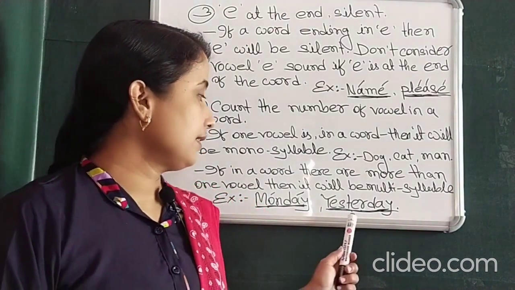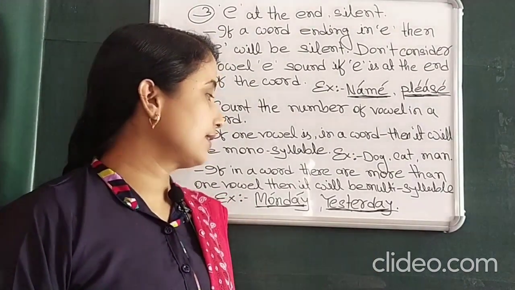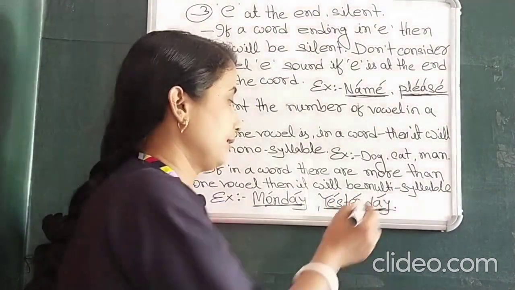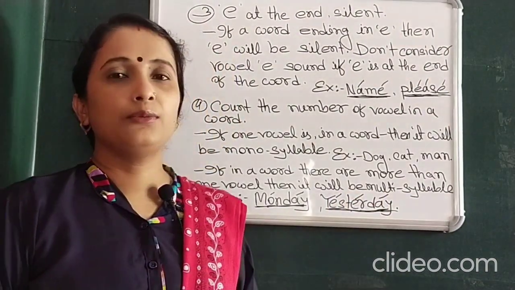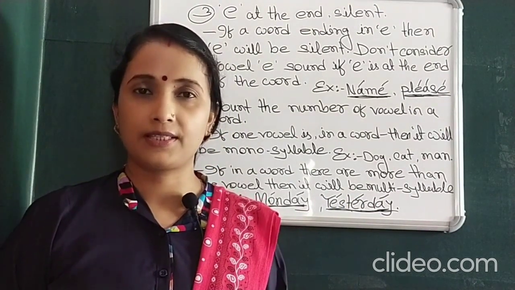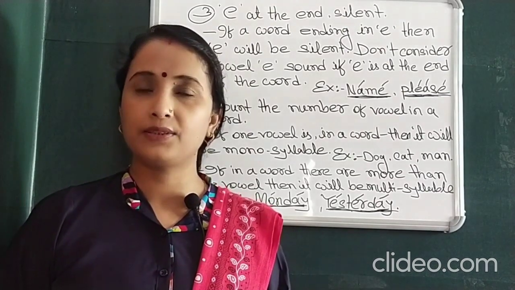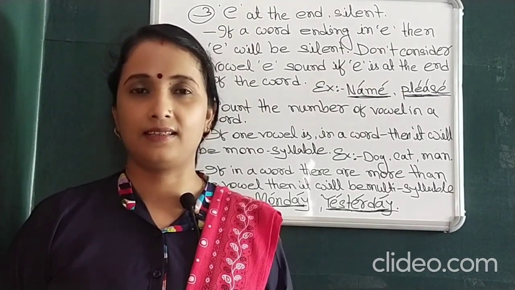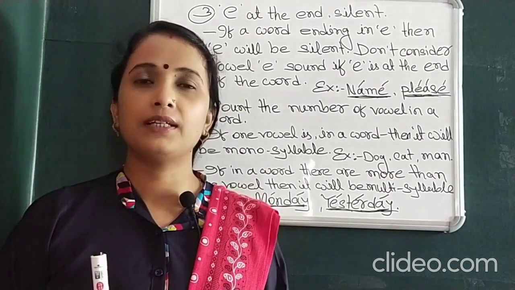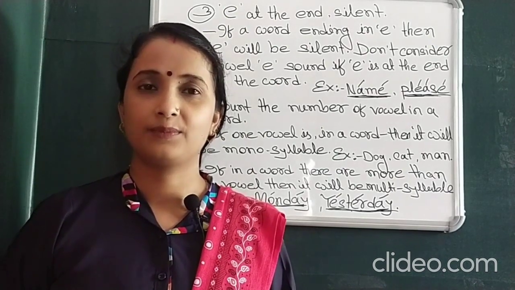Another example is yesterday. In the word yesterday, here are three vowels, E, E and A. So, in the word yesterday, here are three vowels, means three vowel sounds. We will pronounce it yesterday. We also part this word yesterday because here are three syllables. So, the word yesterday is also multisyllable.